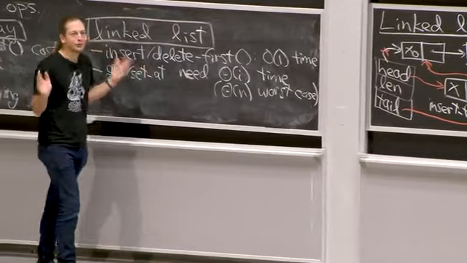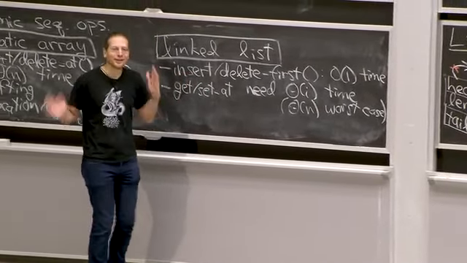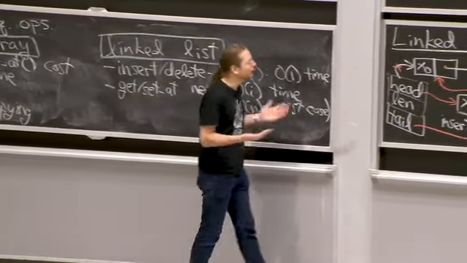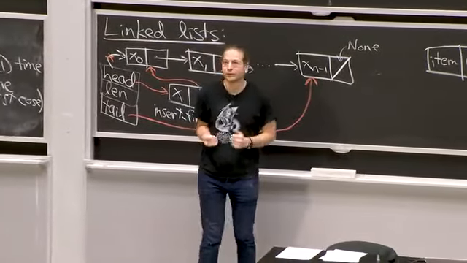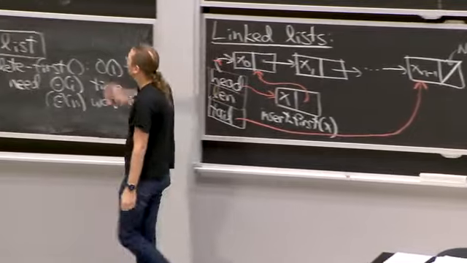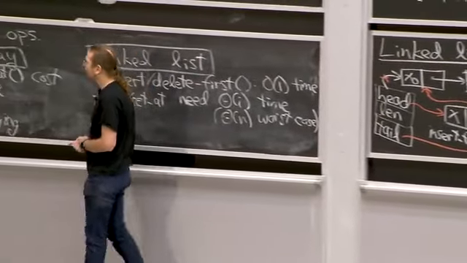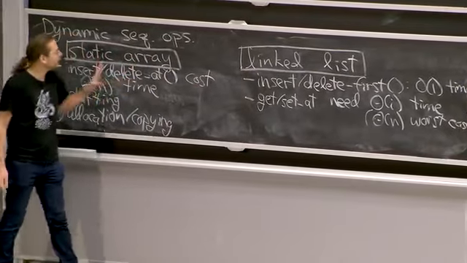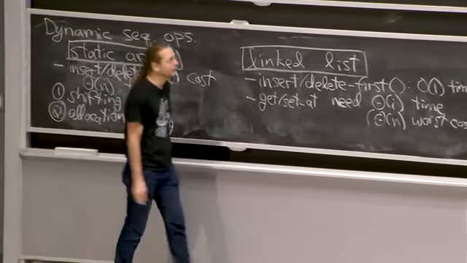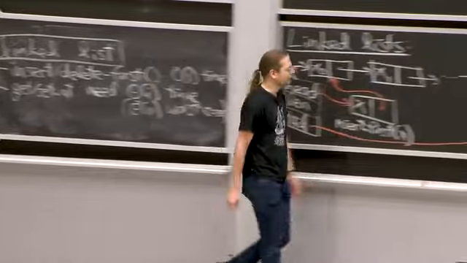Arrays are great if you're doing random access and nothing dynamic, nothing adding or deleting at the ends or in the middle. OK, so our final goal for today is to get sort of the best of both worlds with dynamic arrays. We're going to try to get all the good running times of linked lists and all the good running times of static arrays. We won't get quite all of them, but most of them.